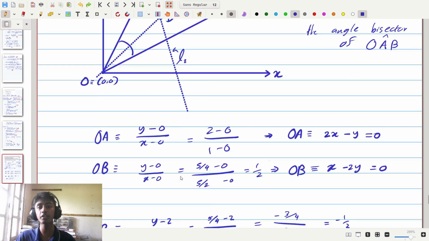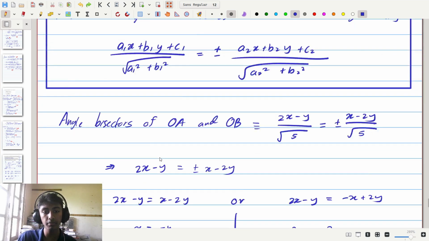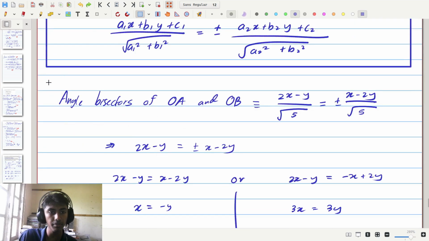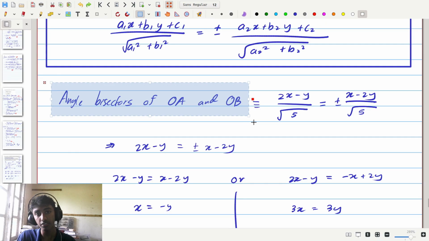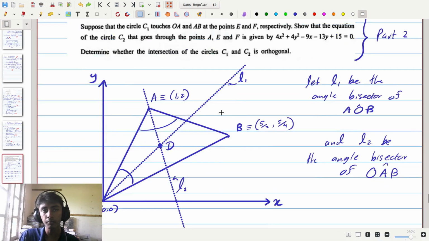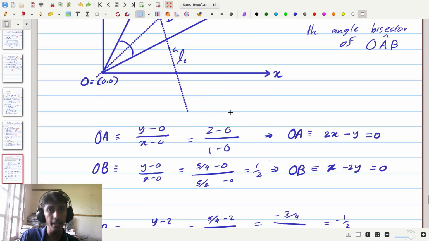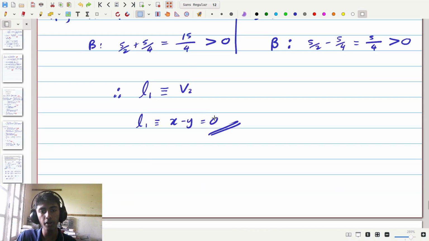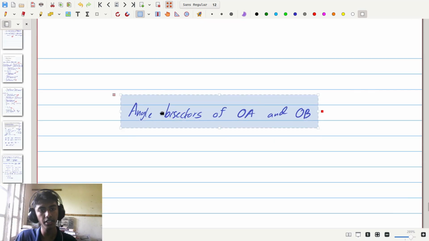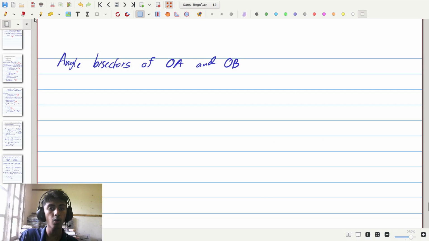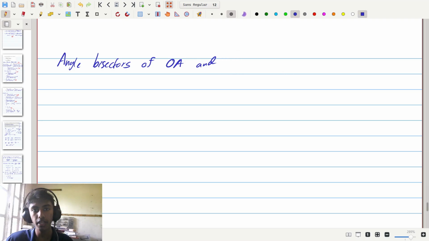So if we go down and consider that one, by a similar method, we're going to write the exact same thing here, except instead of OA and OB, we're going to need OA and AB. So we have OA and AB.